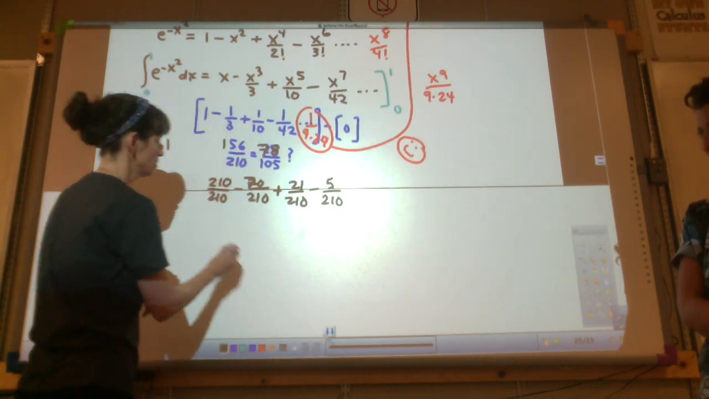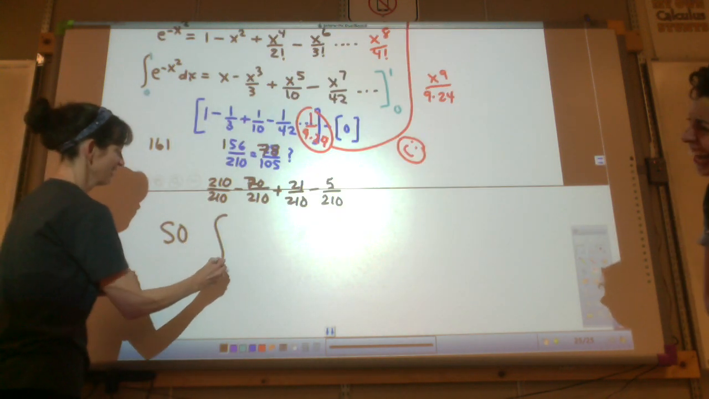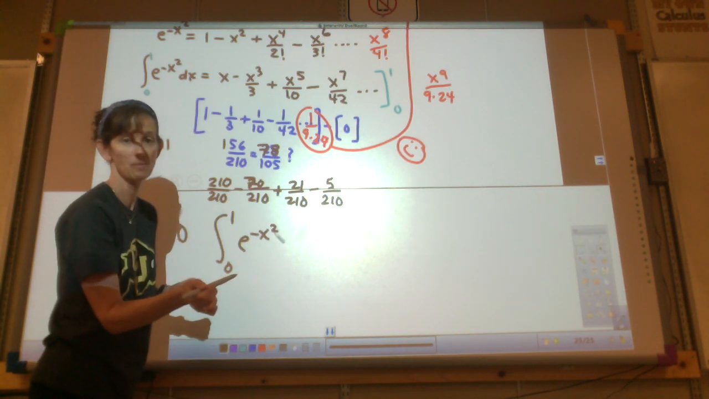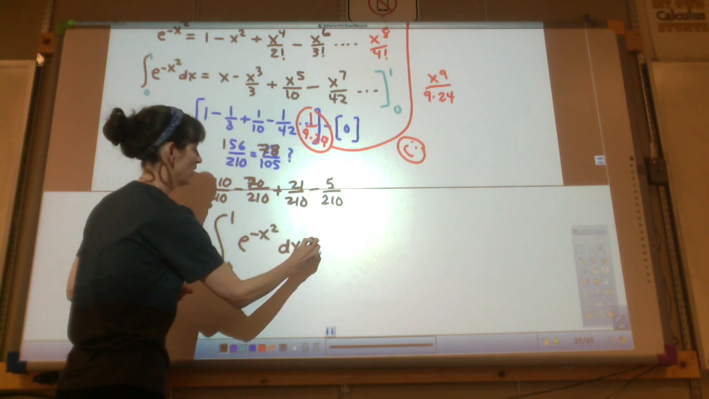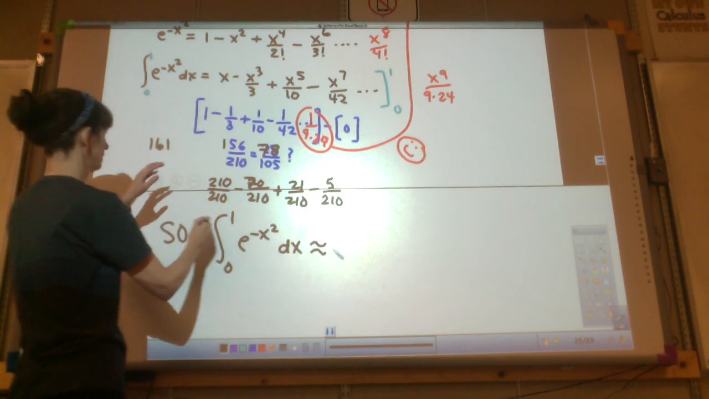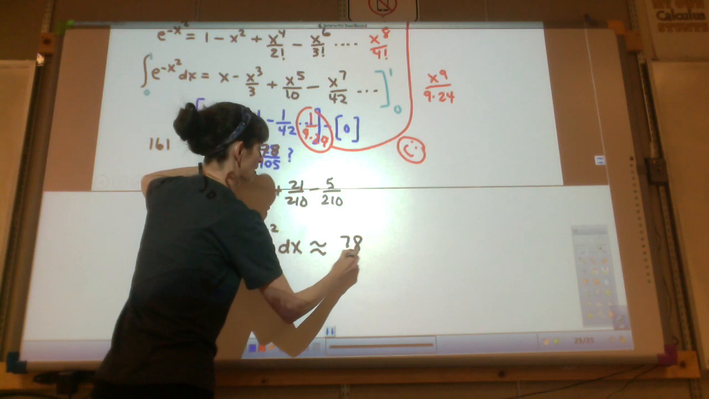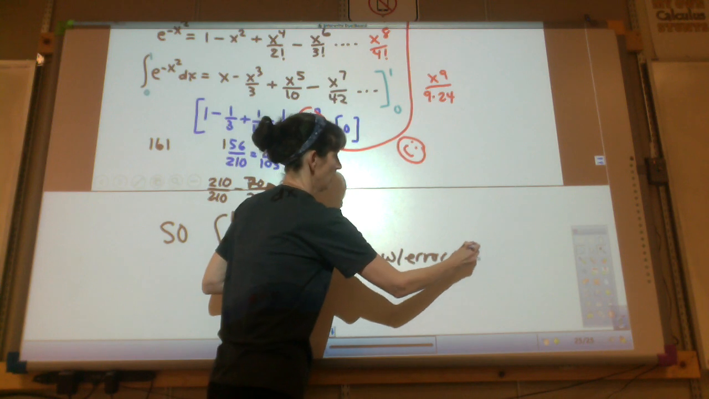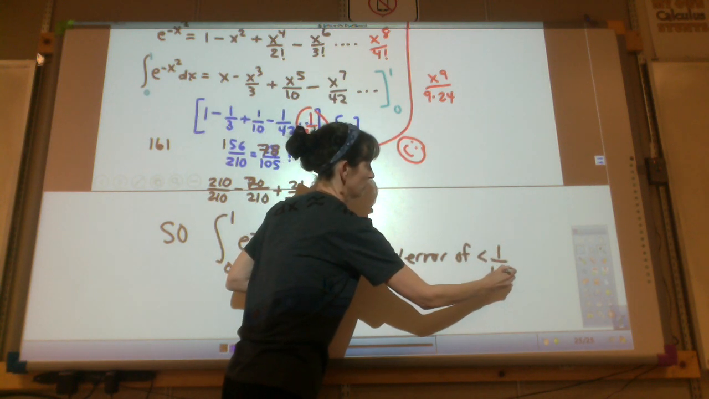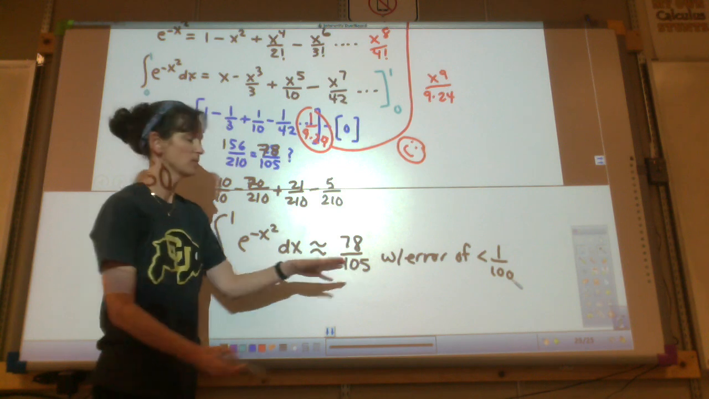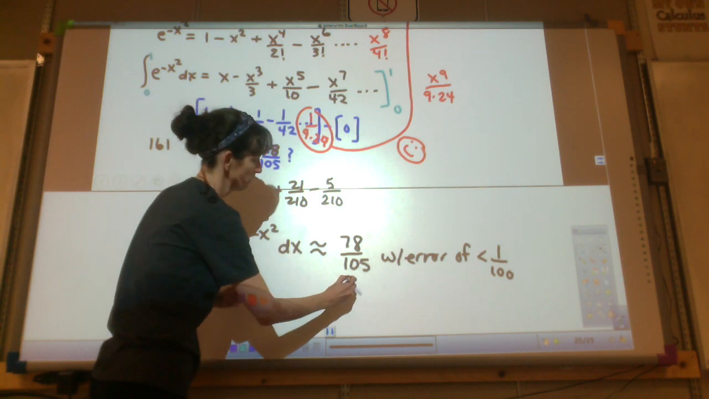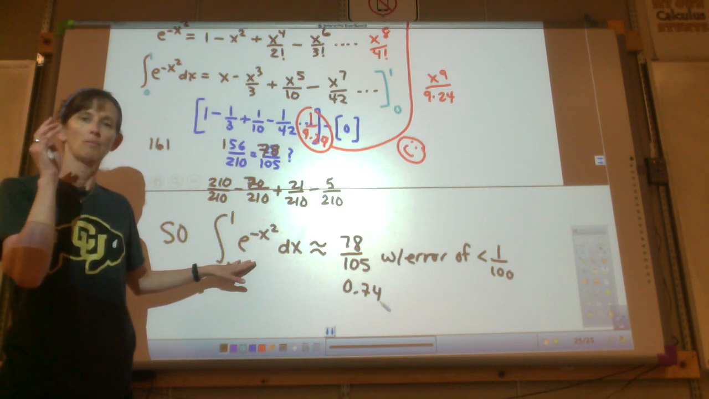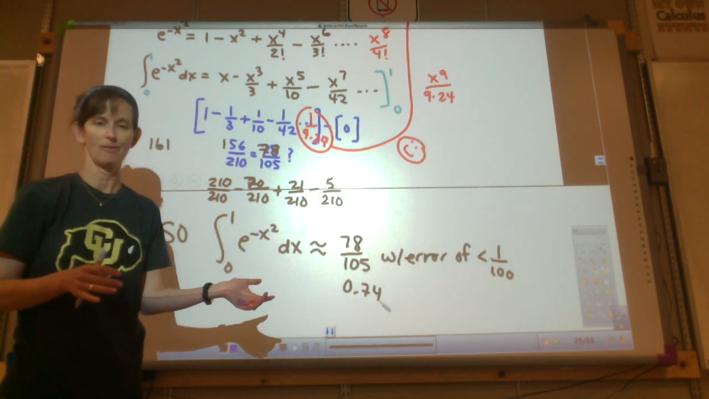Okay, so in summary, the integral from 0 to 1 of e to the negative x squared, which I still say we can't do, and she still says we can do by hand, is approximately equal to 78 over 105 with an error of less than 1/100th. So we're within 1/100th. If I have my decimal right, this is 0.74. So the answer to this integral is between 0.73 and 0.75, somewhere like that.